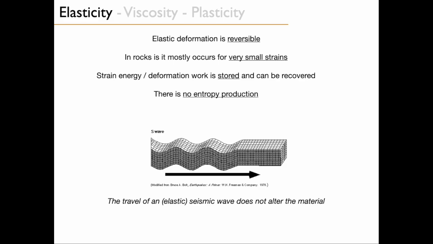An example of elastic deformation is the motion of the wave, elastic wave in rocks. So the travel of a seismic wave does not alter the material permanently. So when the wave is traveling through the rock, once the wave has passed through, the medium is left undeformed. So the deformation is reversible.